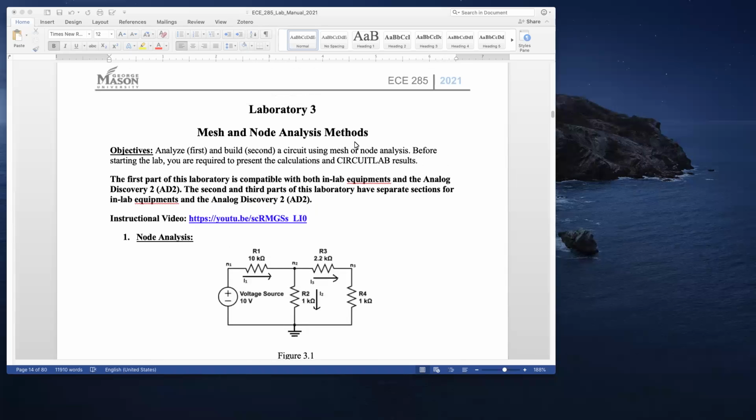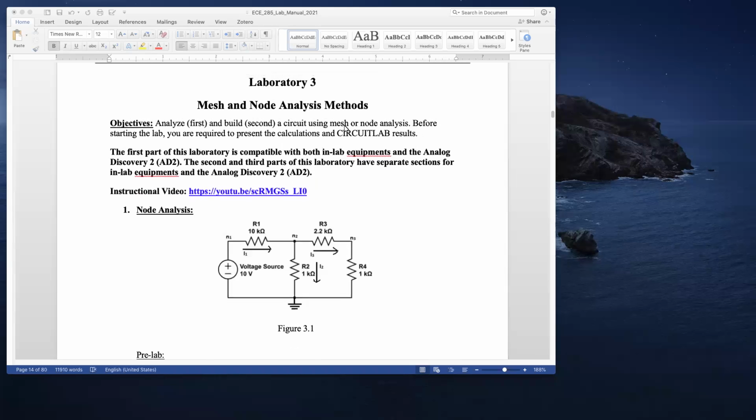Hi, I'll go over Lab 3 of ECE 285, which is regarding mesh and nodal analysis. So for experiment 1, you have a nodal analysis circuit with R1, R2, R3, R4 being 10K, 1K, 2K, and 1K respectively. In my demonstration, I changed some of these resistances.